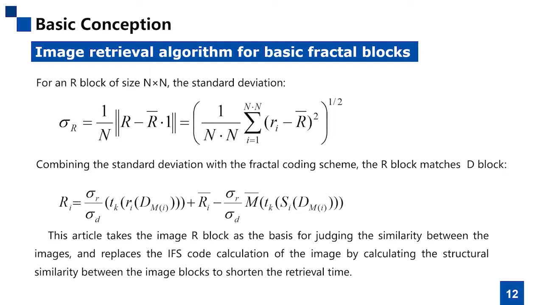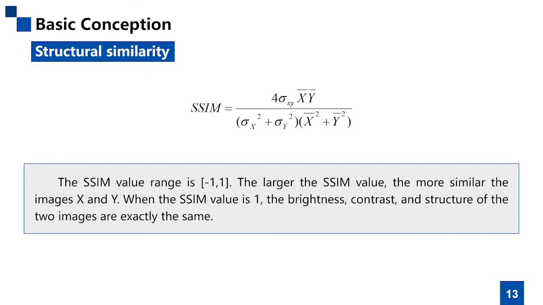Then the image R block can be used as a basis for judging the similarity between the images. In this paper, the image R block is used as a basis for judging the similarity between the images, and the IFS code calculation of the image is replaced by the calculation of the structural similarity between the image blocks to shorten the retrieval time.